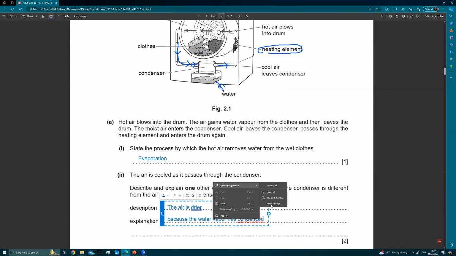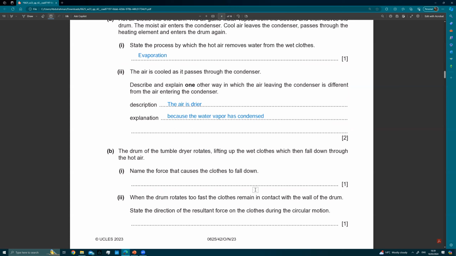I don't know how to spell, apparently. Condensed. There we go. The drum of the tumble dryer rotates, lifting up the wet clothes which fall down through the hot air. Name the force that causes the clothes to fall down. Well, the force that causes anything to fall down is the force of gravity, which we call weight, right? Weight is the force of gravity. That's the name of the force.